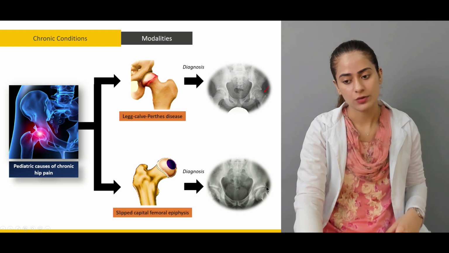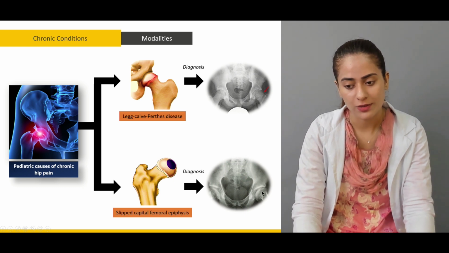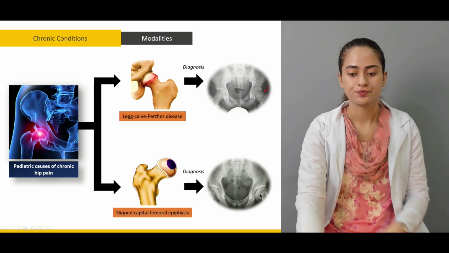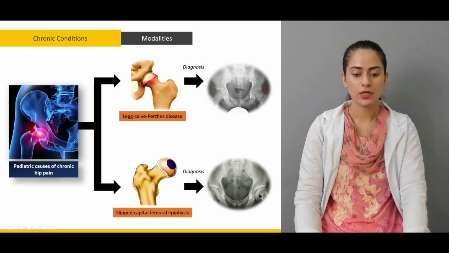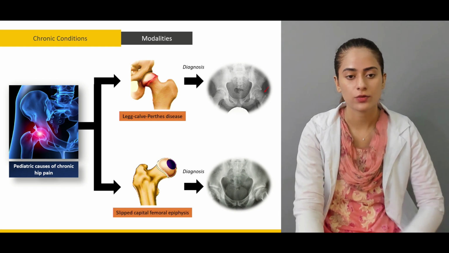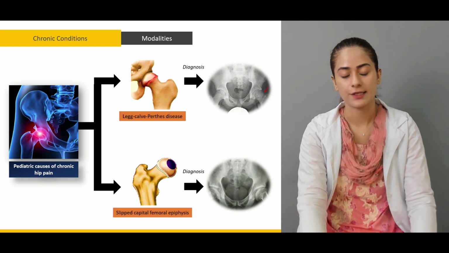So it's actually translated upward and is not in continuation here, because we can see that this is completely disrupted, right? There's a gap here. This is the plate, but the rest of the head has moved up. So that is a slipped capital femoral epiphysis. Again, the growth will be impaired. So these are the two chronic conditions that are present in kids.